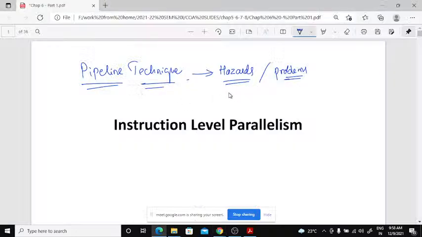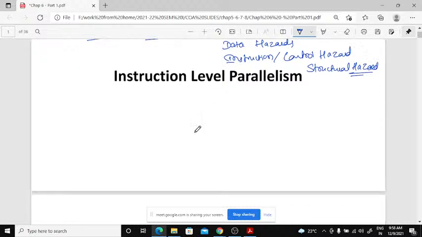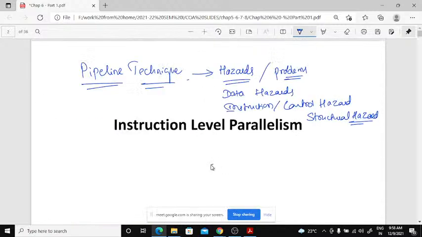So there are mainly three types of hazards: data hazard, instruction or control hazard, and structural hazard. These are the different types of hazards. So in the sixth unit we will discuss how we can overcome the hazards.